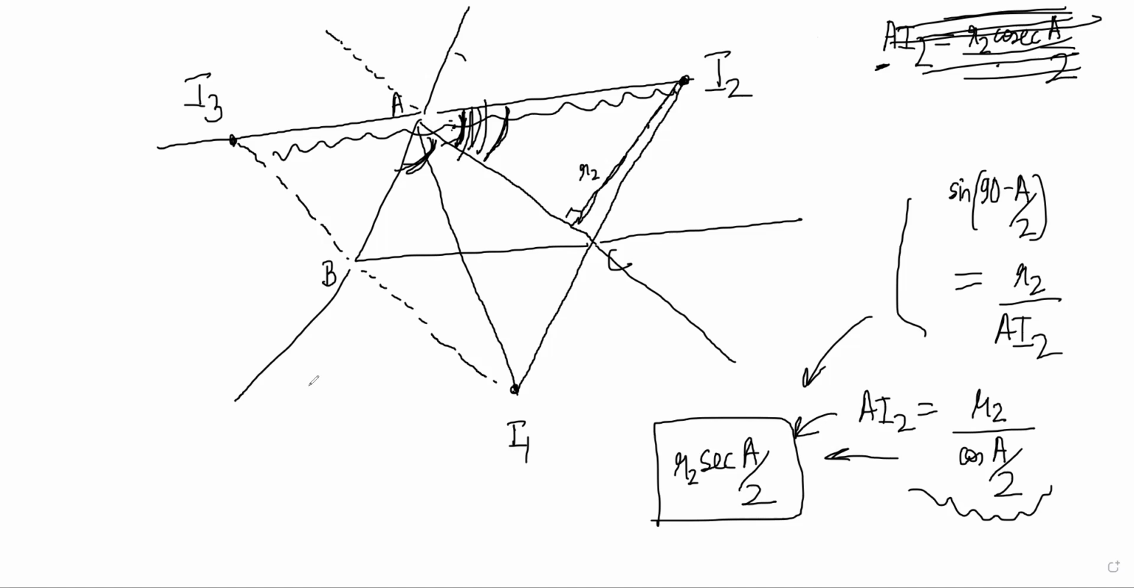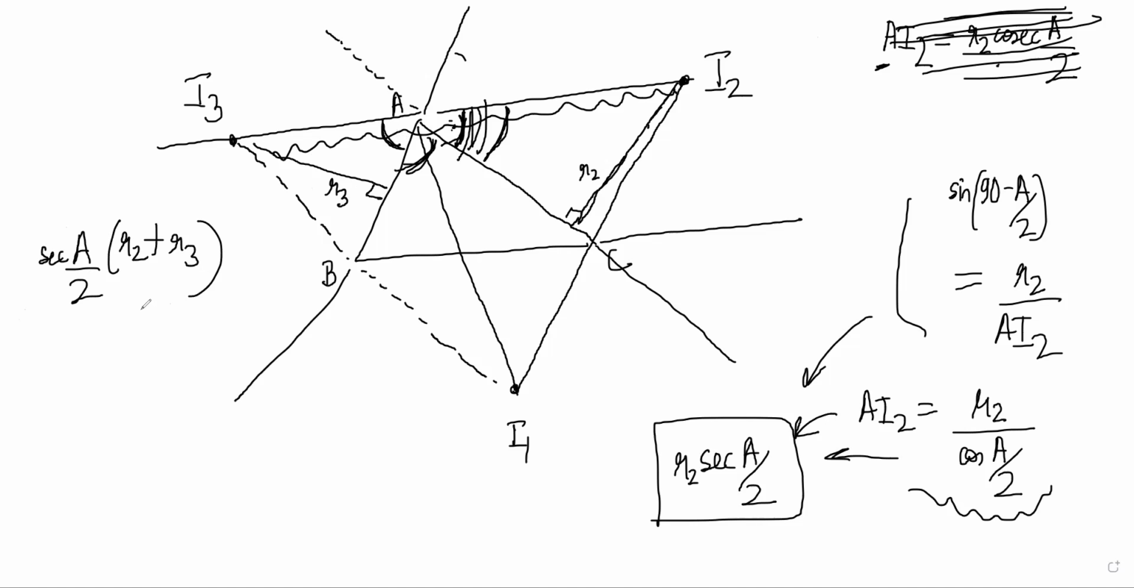AI3, again do the same thing. This is R3. So it will be R3 by cos of this angle. Again, it is 90 minus A by 2, right? So R3 sec A by 2. So now what you have to do is add. So I'll take sec A by 2 common, R2 plus R3, right?